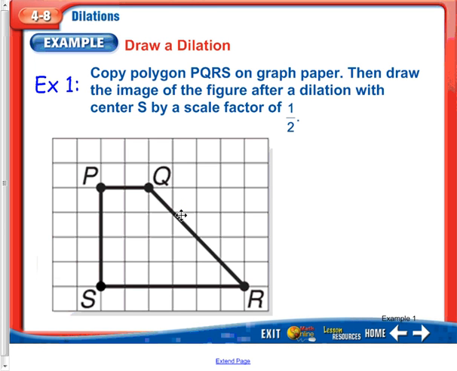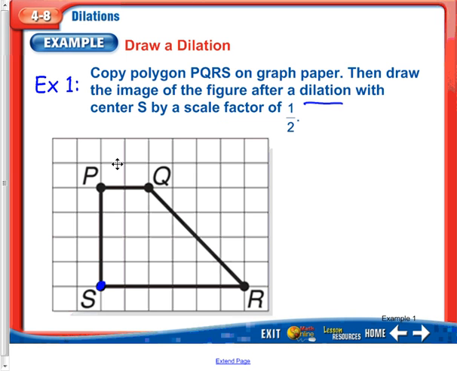So looking at my first example here, it says copy polygon PQRS on graph paper, then draw the image of the figure after a dilation with the center S by a scale factor of 1/2. So we're using the center S, so this is where we're going to start. We're not going to actually move S because it is our center point.